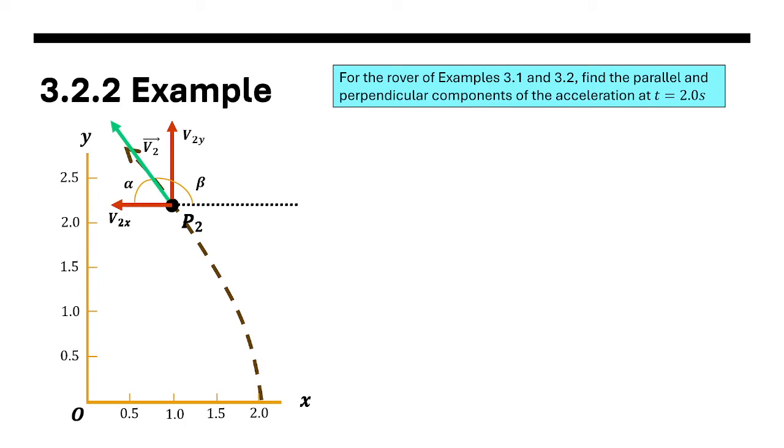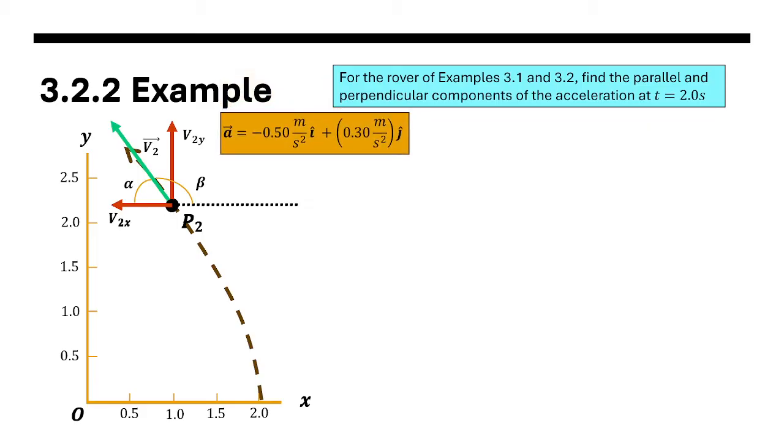This is our 3.2.2 example. So we're going to use our 3.1 and 3.2 examples. The required is to find the parallel and perpendicular components of our acceleration at t equals 2.0 seconds.